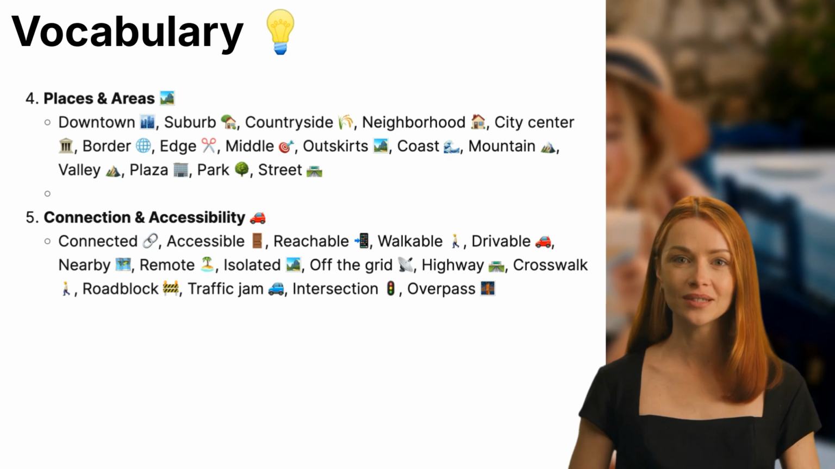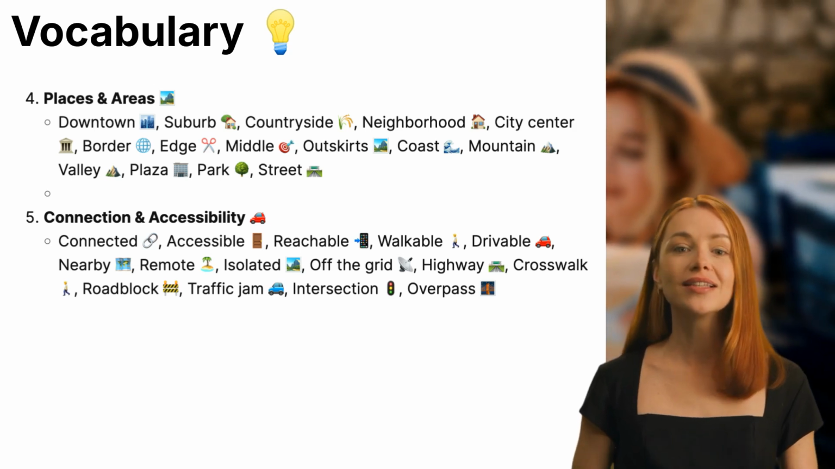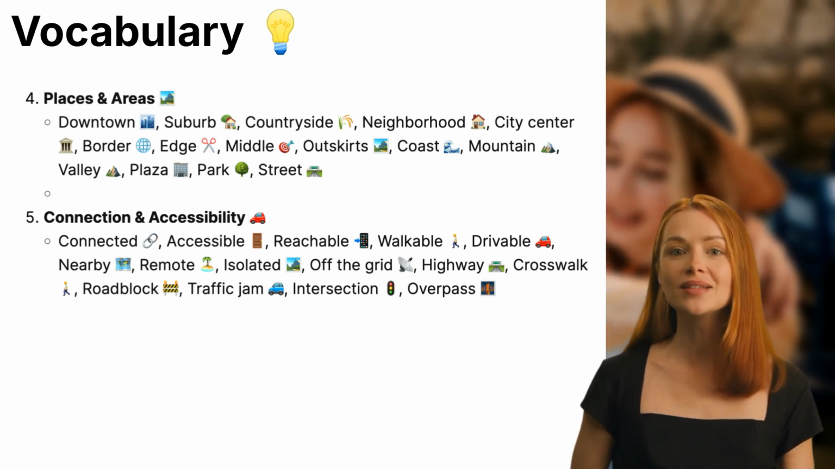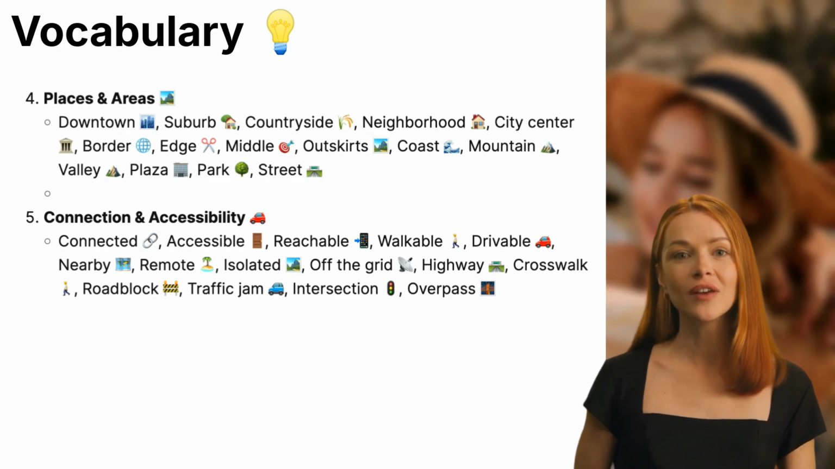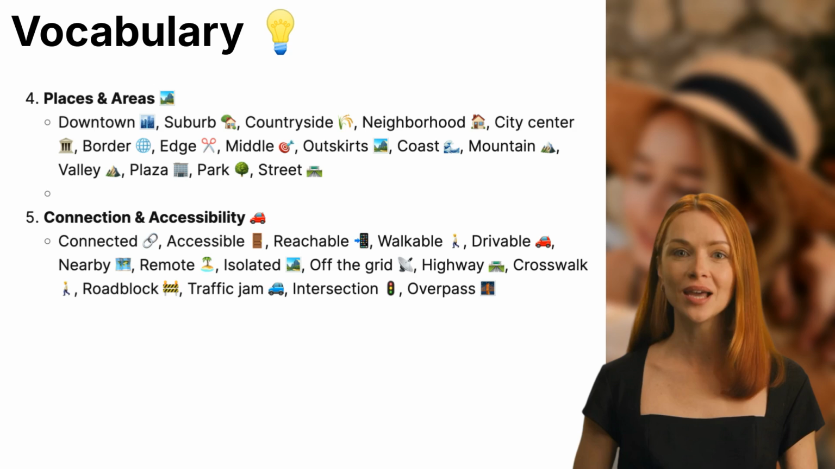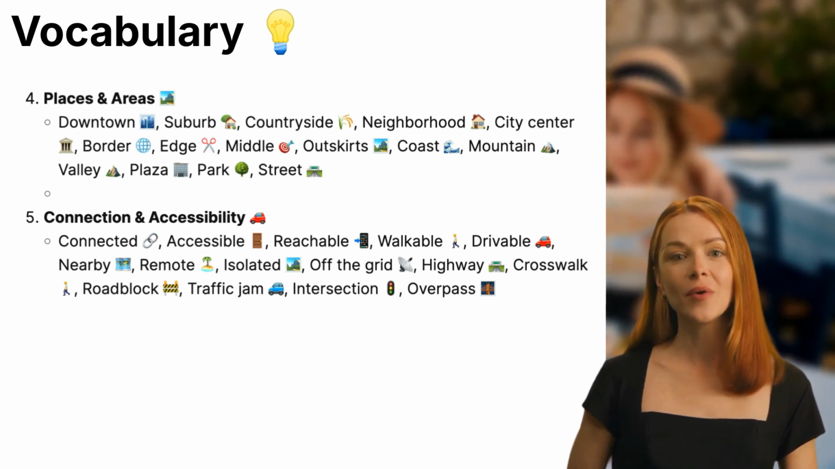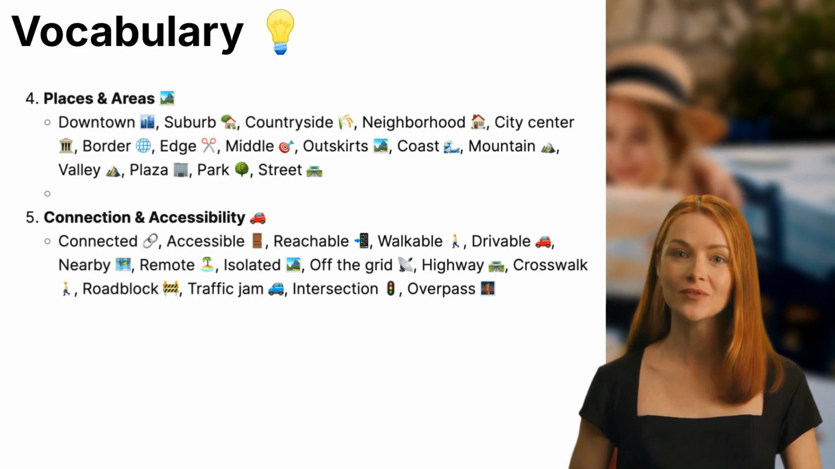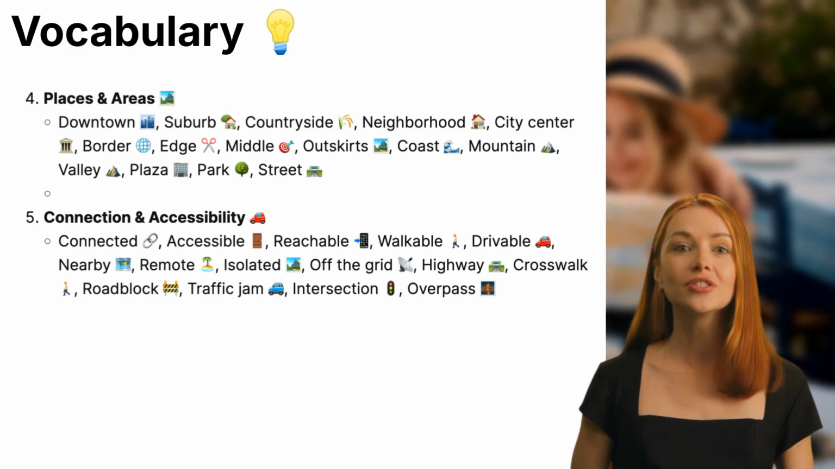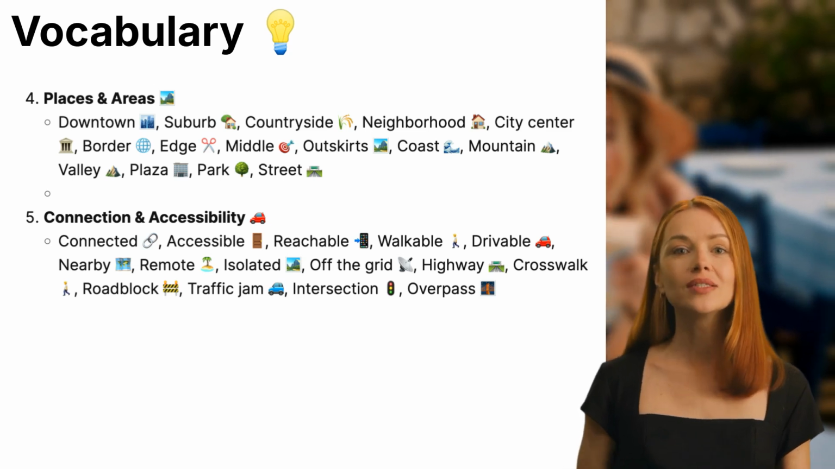Outskirts, the outer parts of a town or city. Coast, land next to the sea. Mountain, a very tall, natural elevation of the land. Valley, a low area between hills or mountains. Plaza, a public square or open space. Park, a green area for recreation. Street, a public road in a city or town.